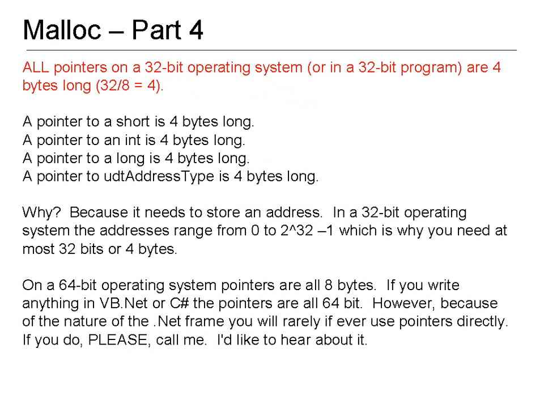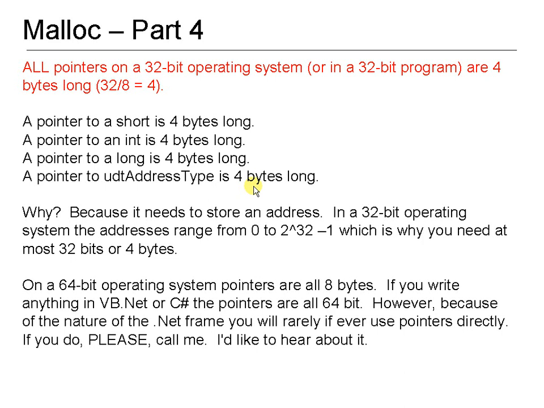Now, all pointers on a 32-bit operating system or in a 32-bit program are 4 bytes long, because each byte is 8 bits, and you got 4 of them, so that's 32, so they're all 4 bytes long. So a pointer to a short is 4 bytes, a pointer to an integer is 4 bytes, a pointer to a long is 4 bytes, and a pointer to UDT address type is 4 bytes long. And why? Because pointers store an address. If you recall back when we introduced pointers, all they do is store an address. In a 32-bit operating system, the addresses range from 0 to 2 to the 32nd minus 1, which is why you need at most 32 bits or 4 bytes for any pointer.